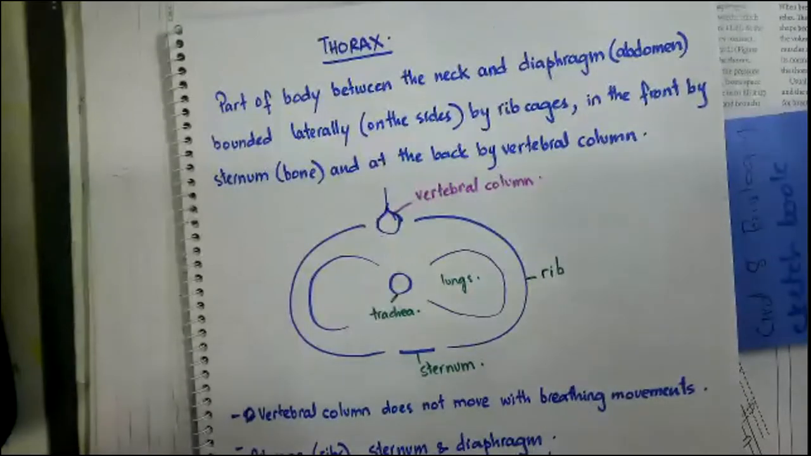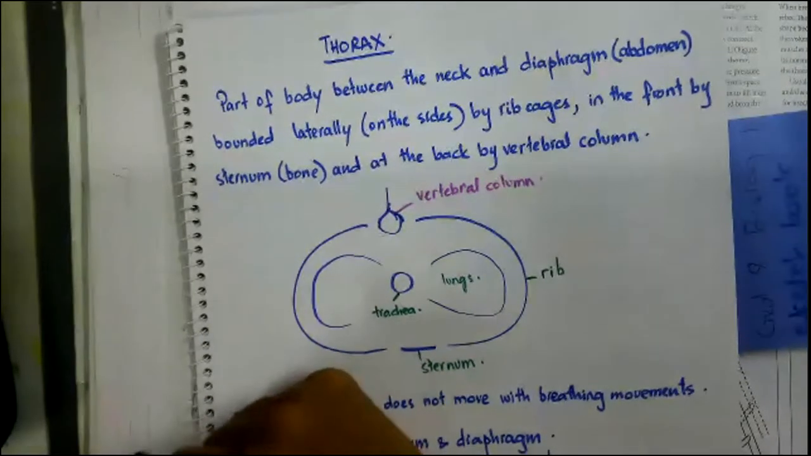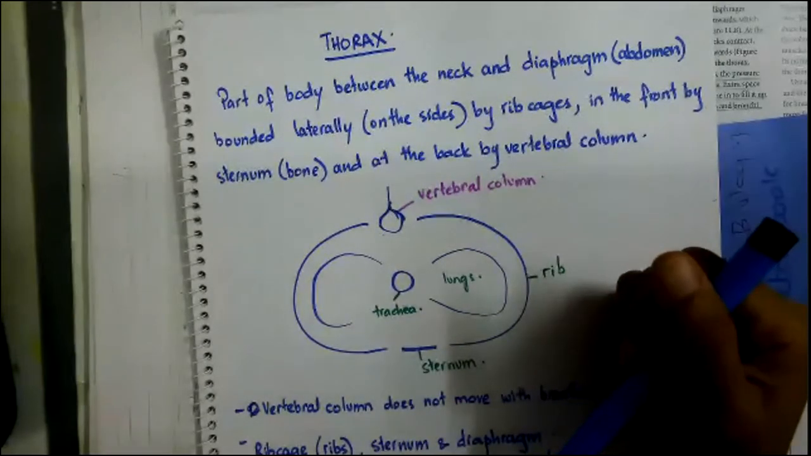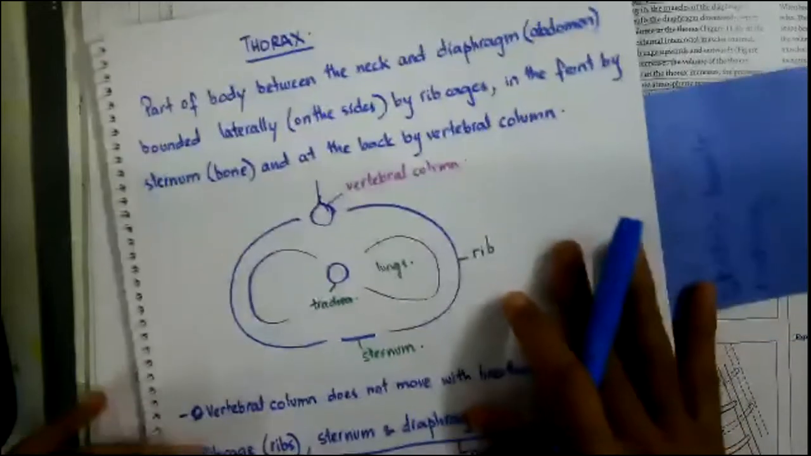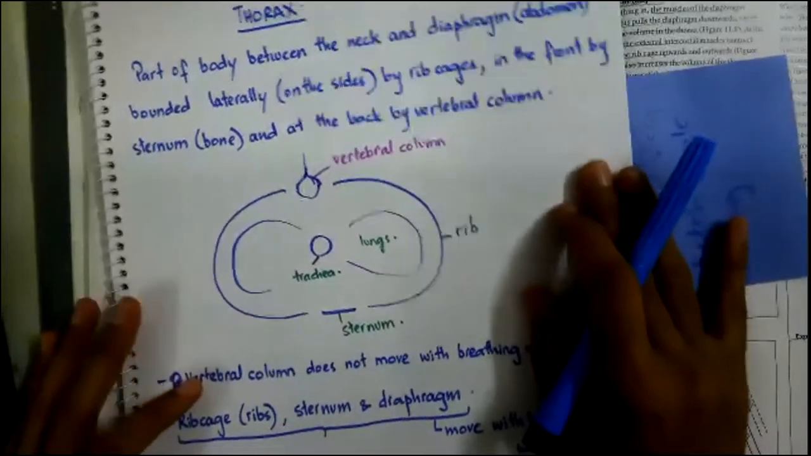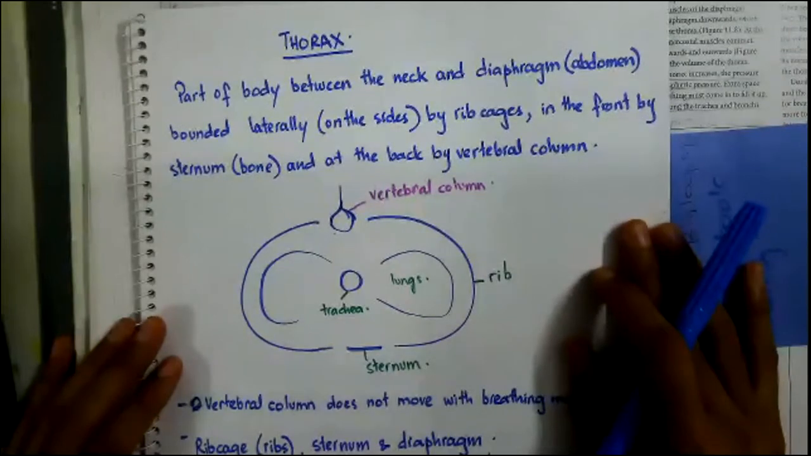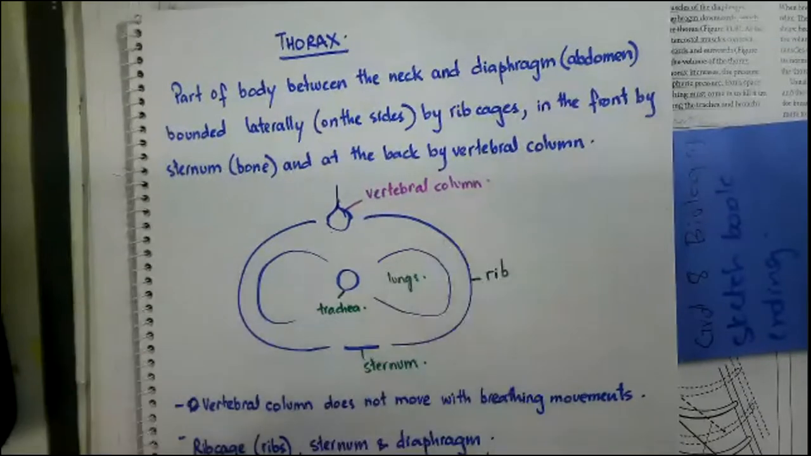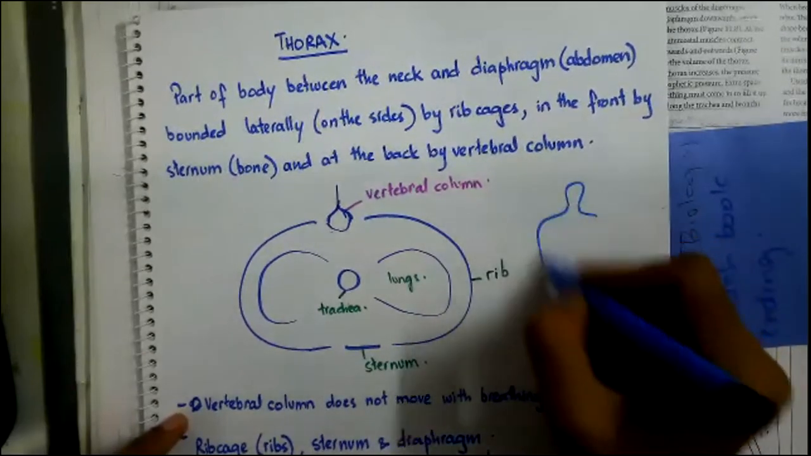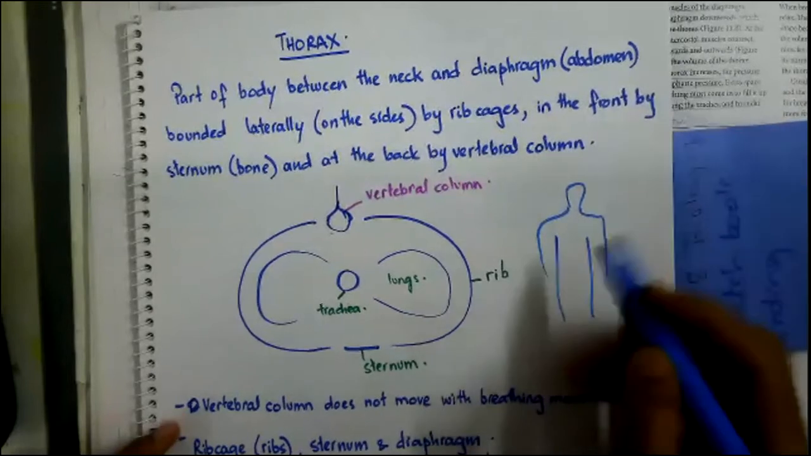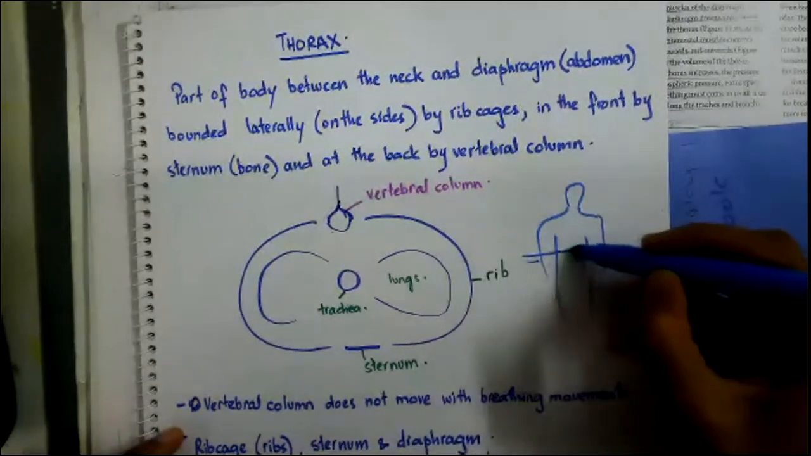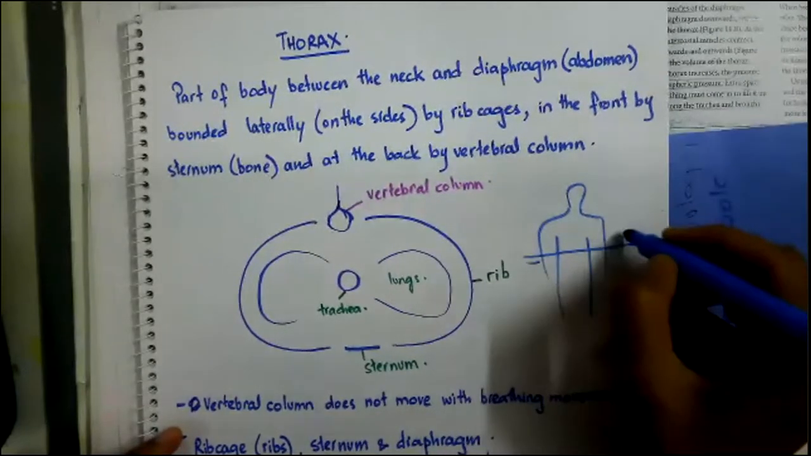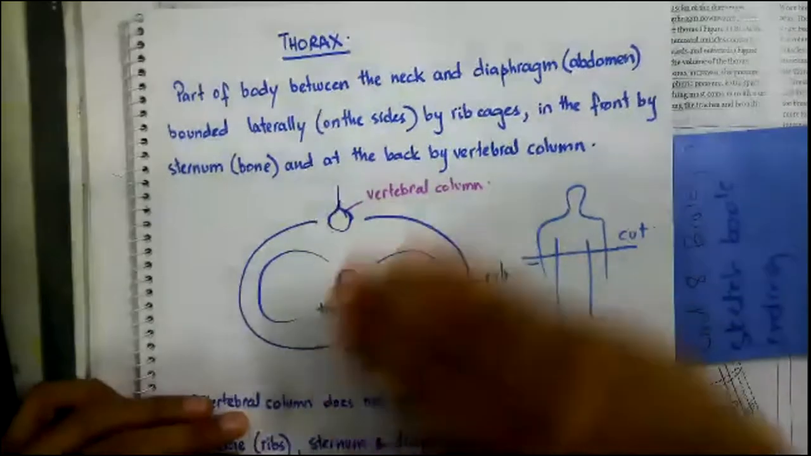Now, what are those parts of the thorax that move and which increase or decrease the volume of the thorax? Let's talk about the parts that can move and that can increase or decrease the volume of the thorax. Now this is a cross section. You know what a cross section is. For example, if this is a man and we take a cross section of his thorax this way. If we cut the body somehow this way and we look at it from the top.